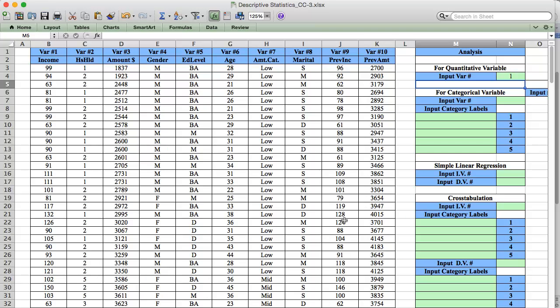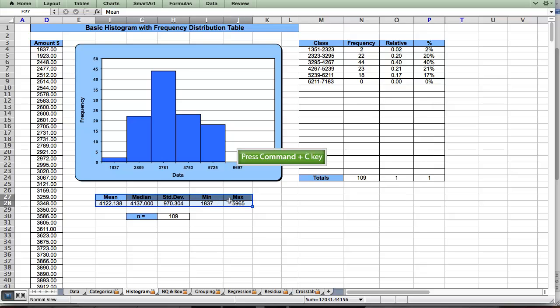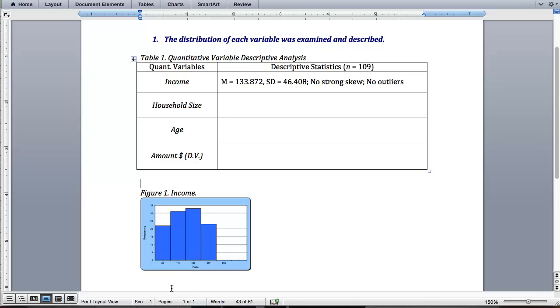So let's try another quantitative variable. This time I'll work with the amount charged. So variable number 3 is our amount charged, and it is quantitative. So we're going to input the number 3 in our quantitative input tool. And we'll go to our results. So we see our mean and our standard deviation. It would even be appropriate for us to maybe copy this part of the tool and then go back to our Word document, and simply here we could paste our table.